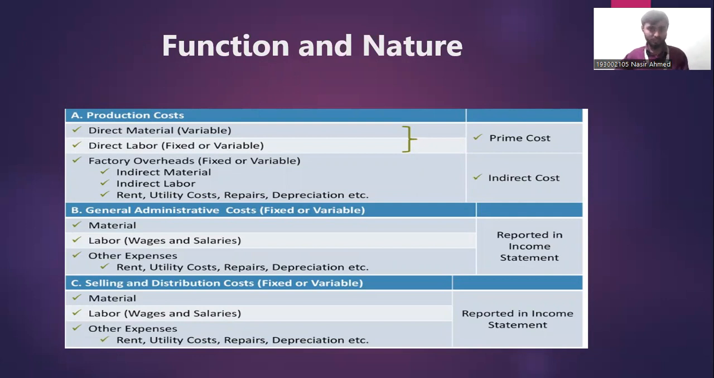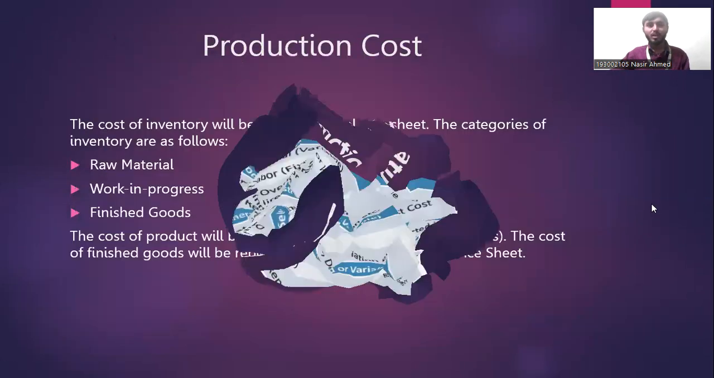This is indirect cost, and general administrative costs are material, labor, and other expenses that are reported in the income statement. And selling and distribution costs, fixed or variable, these are material, labor, wages, and salaries. This is reported in the income statement.